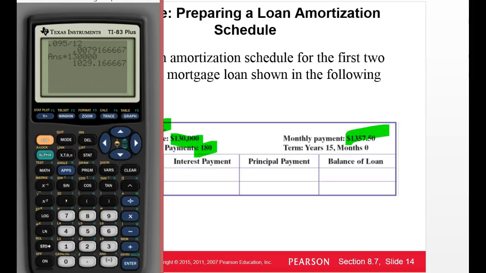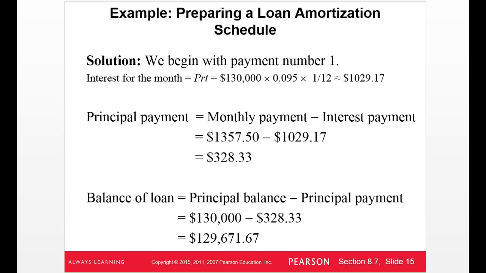Now, what's my payment? Remember, my payment is $1,357.50, and I subtract off of that $1,029.17. That's all that goes to my principal. The rest of it goes to interest. So $1,029.17 of that $1,357.50 is going to go to interest, and only that $328 is going to go to principal.